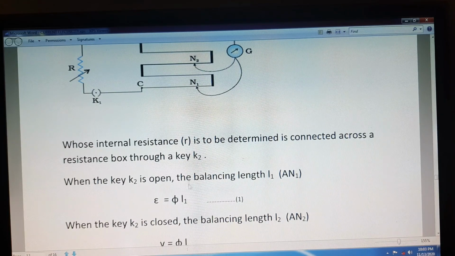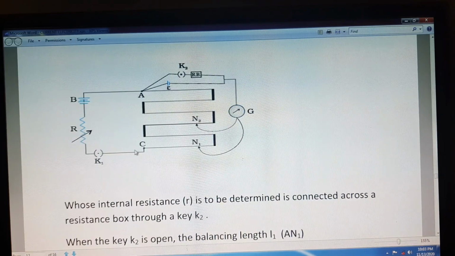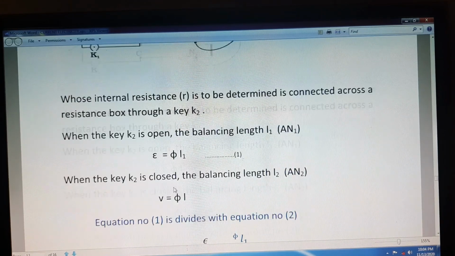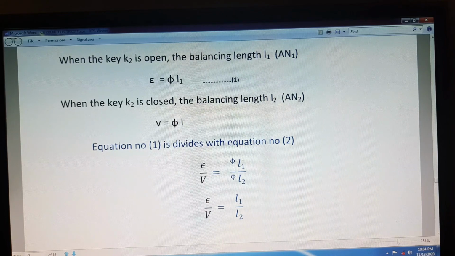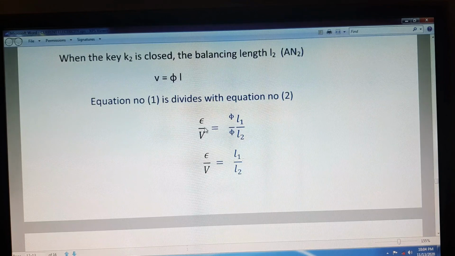So from A to C ends is the potentiometer wire. A to N1 is the first balancing length, represented by L1, determined by the jockey, and the second one is A to N2, the second balancing length, also determined by jockey J. So epsilon is equal to pi L1, next V is equal to pi L2. Dividing equation number 1 by equation number 2, epsilon by V is equal to pi L1 by pi L2.